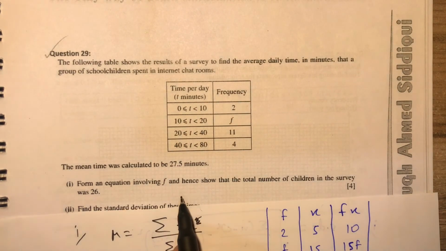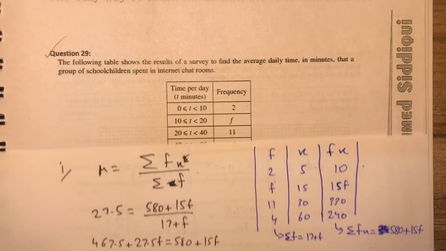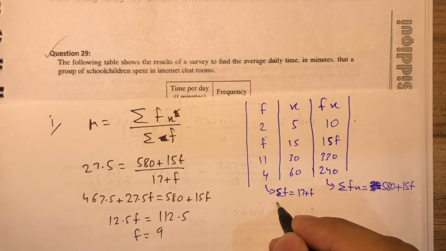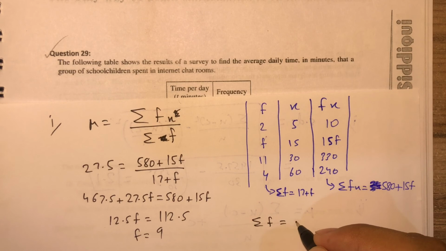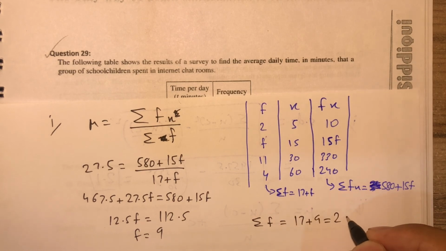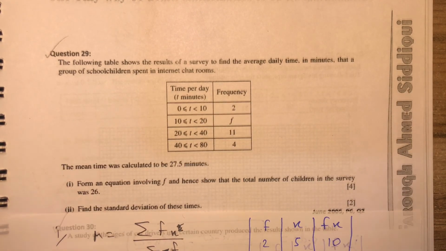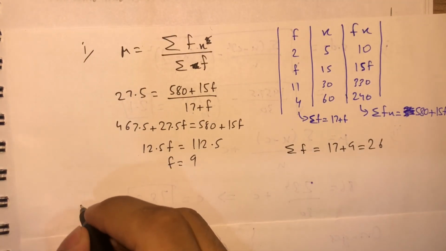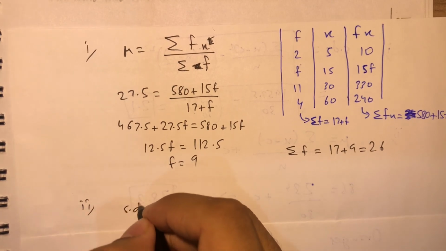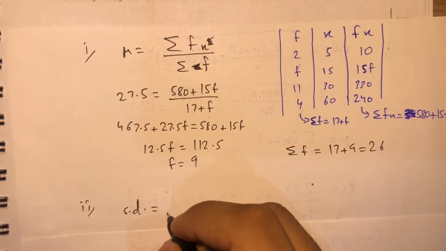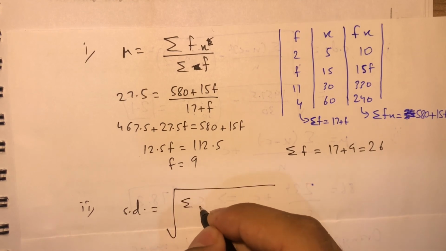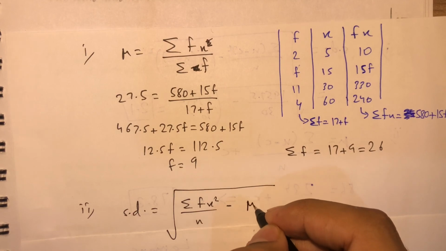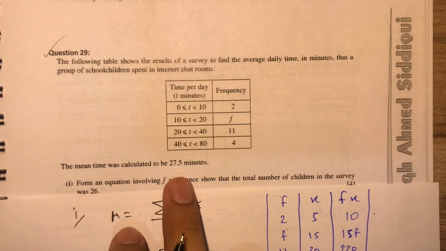Now f is 9. What they were saying is show that the total number of children in the survey was 26. You have to show the total number of children, that is the total frequency. So basically we have to find sigma f, that is 17 plus 9. This is equal to 26 as we have to show. Next they're saying find the standard deviation of these times. So for grouped data, the formula for standard deviation, which is also given in the MF19, is root of sigma fx square upon n minus the mean squared. We have the mean, yep.